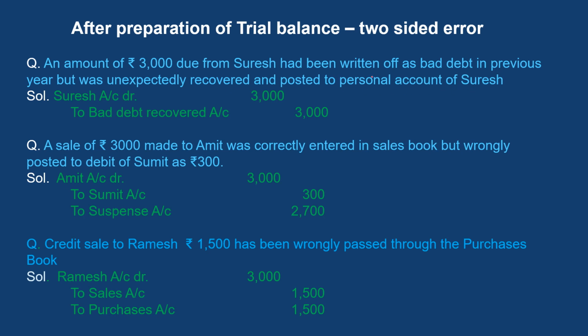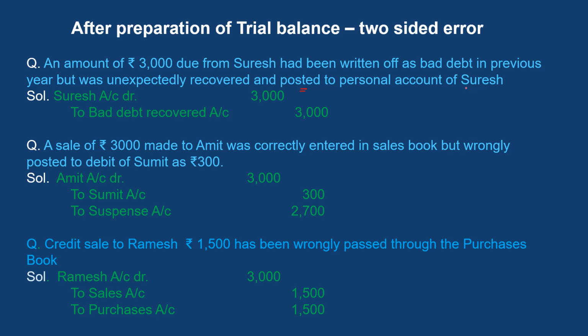When any amount which was written off as bad debt in a previous year is collected in a subsequent year or years, you have to record it as bad debt recovered. It is a gain for the business. So it should have been credited to bad debt recovered account. But what happened? They posted it, which means it has been credited to the personal account of Suresh. So you have credited Suresh's account. That's a mistake. You should not have credited Suresh.